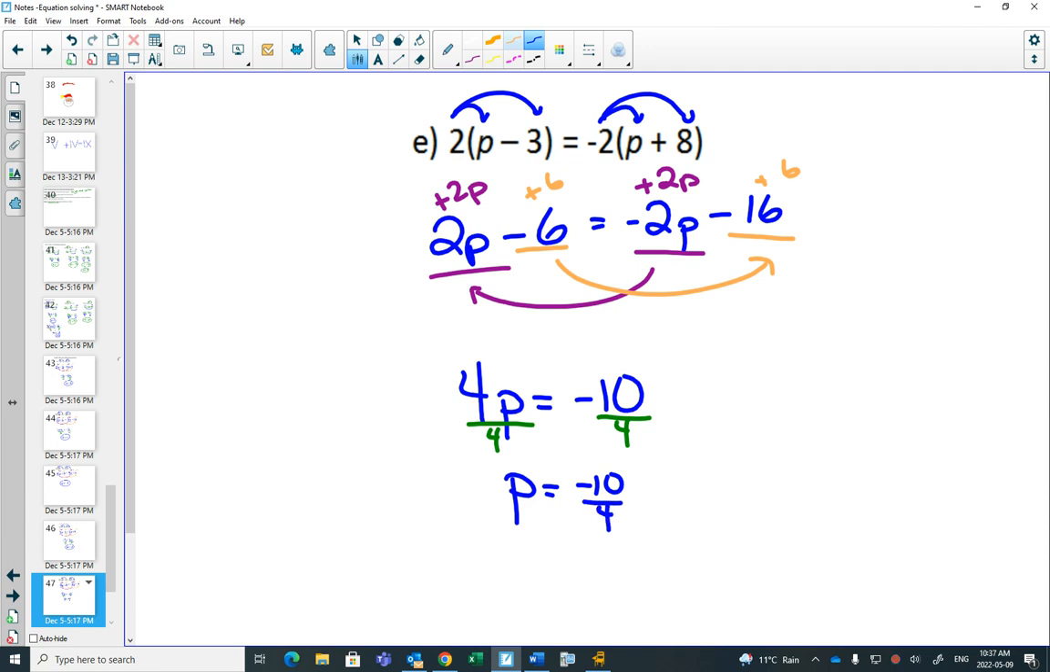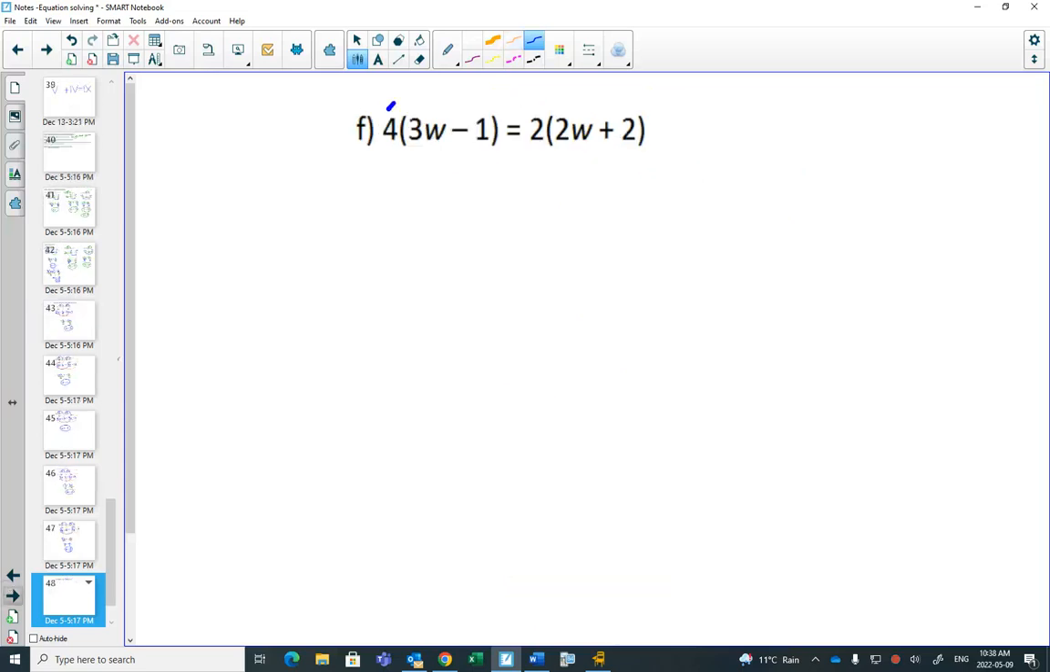Now here, we get p is equal to negative 10 over 4, but we can reduce this fraction, so we have to. This would be the final answer. And you can leave it as an improper fraction. And the last one, again, we distribute.